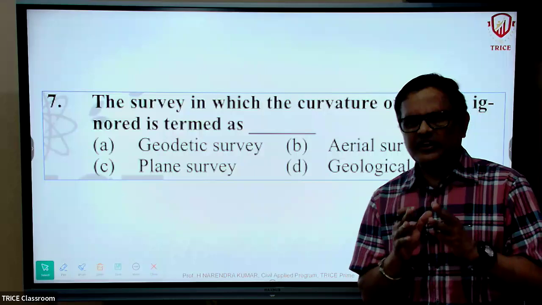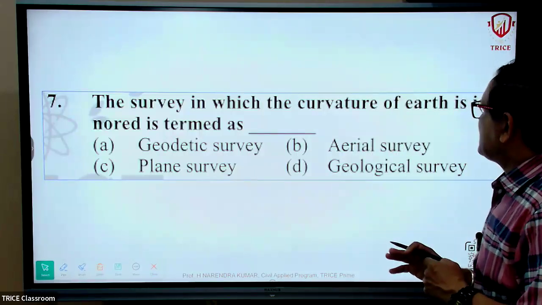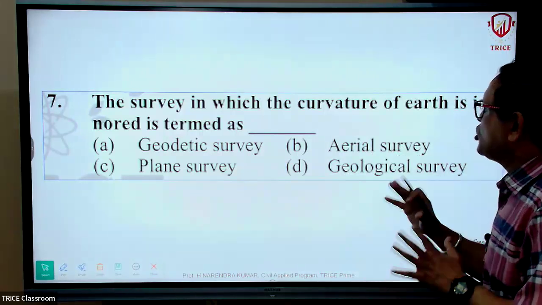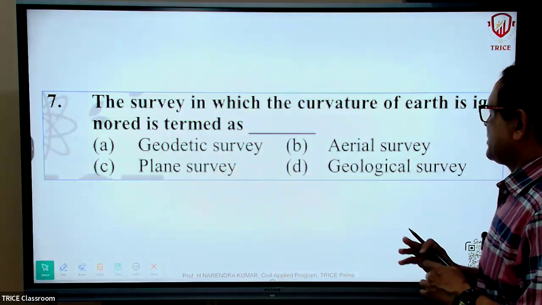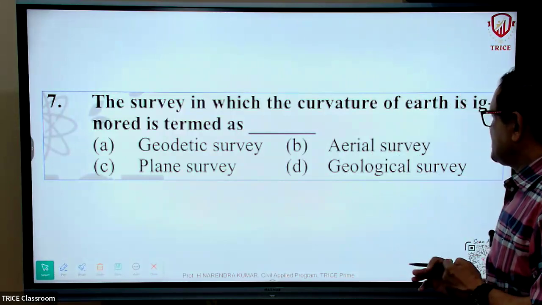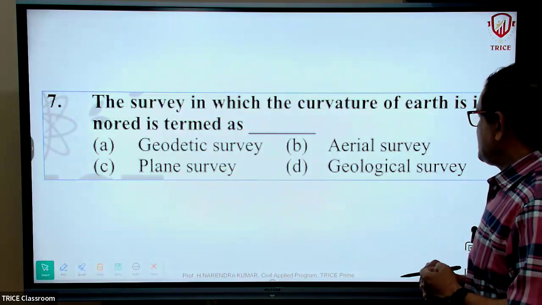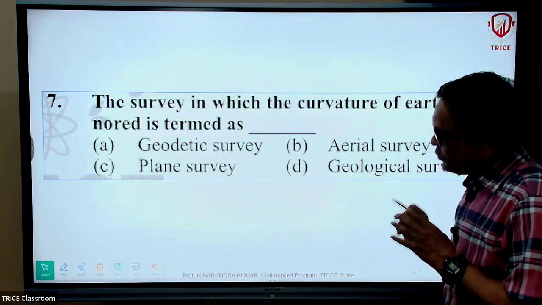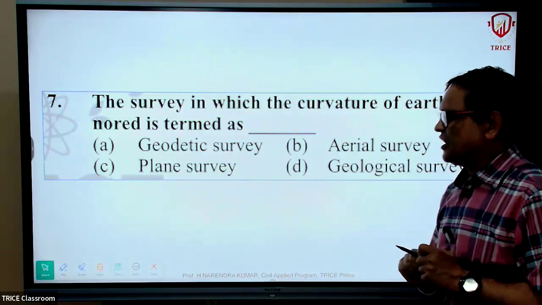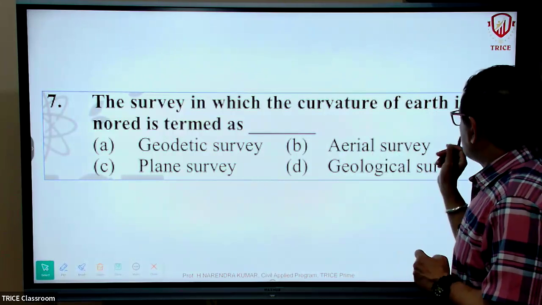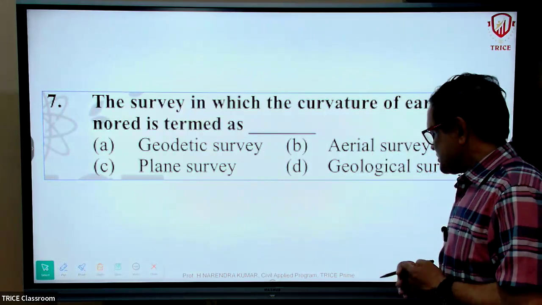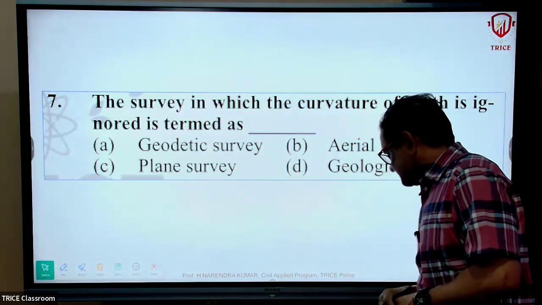I will assure you. So this is a very simple question: the curvature of the earth is not taken into consideration, ignored. Four options are there: geodetic survey, aerial survey, plane survey, geological survey. Is anybody giving me the answer? Don't look at the answer table. Since curvature is not taken into consideration, could you please give me the answer in the chat box?